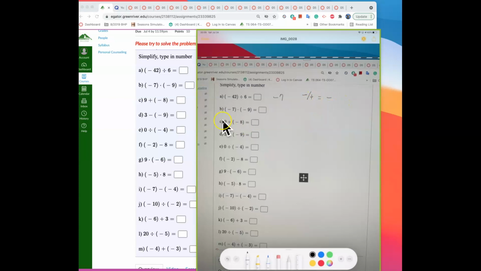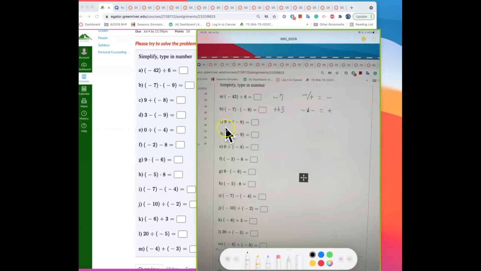Right below that we have multiplication, negative times a negative, and that's positive 63. That is negative times a negative equals positive. You can just abbreviate those rules: negative times negative is positive.